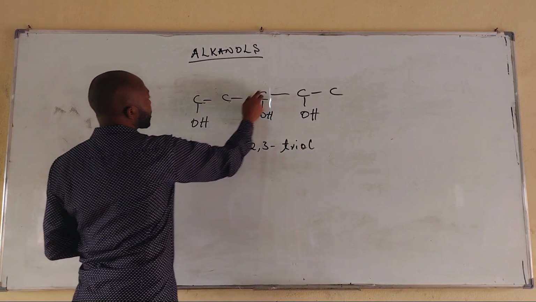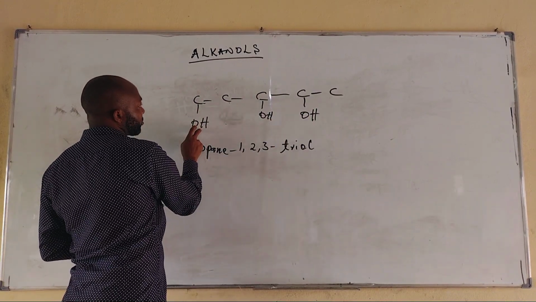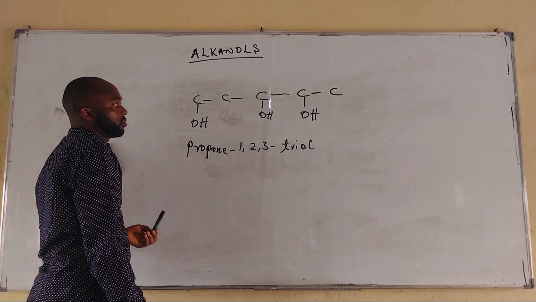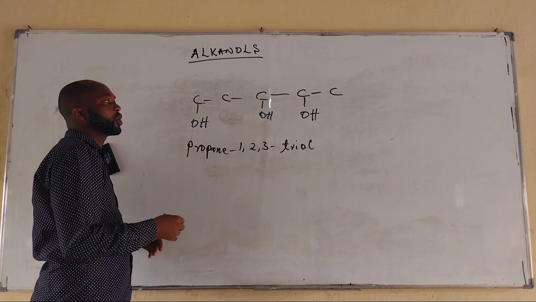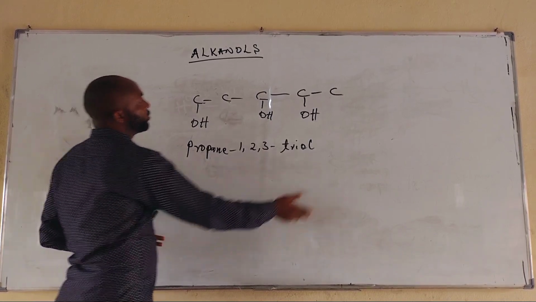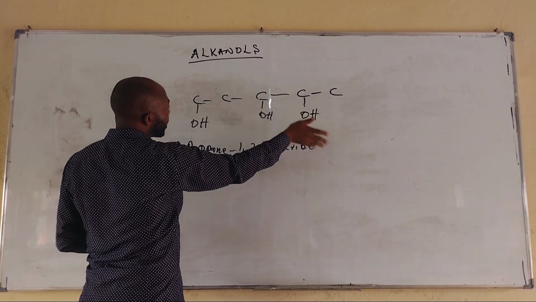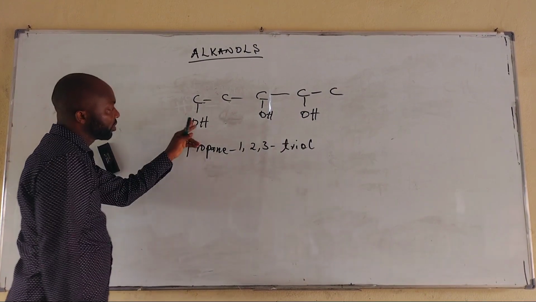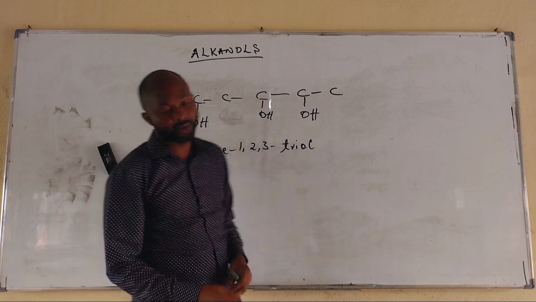This is 1, 2, 3, 4, 5, pentane. So that this becomes pentane 1, 3, 4 triol. So we check the number of locants. We talked about the locant, the lowest possible number. If this is 2, 3, 5, this is higher. So it goes this way. 1, 3, 4. So this is pentane 1, 3, 4 triol.